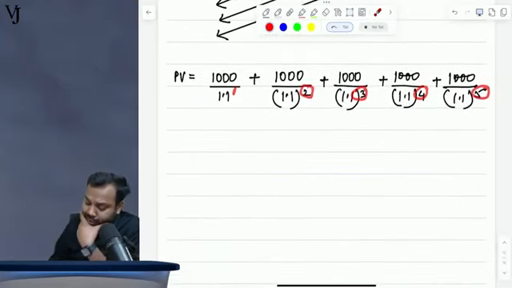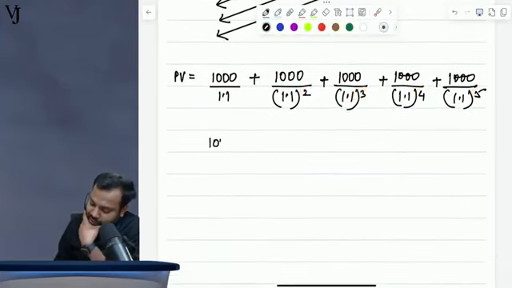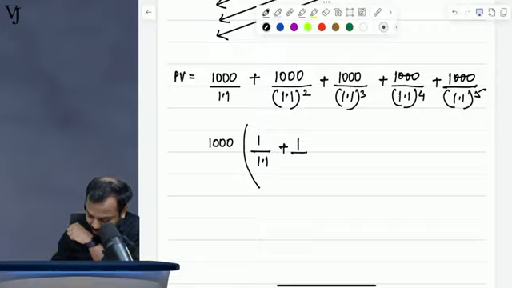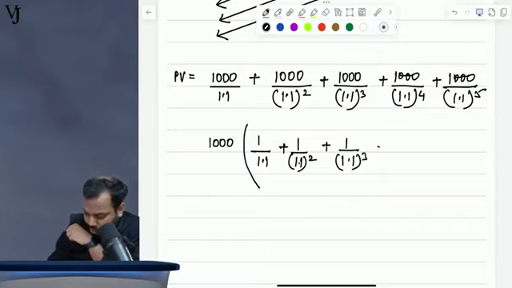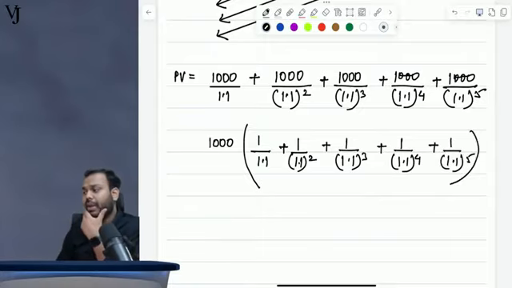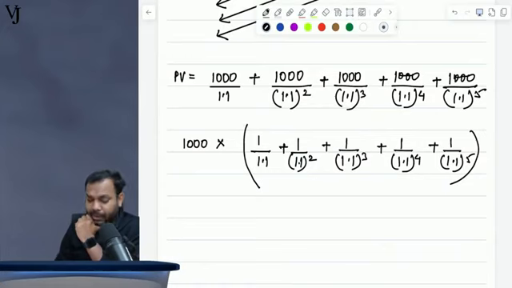Right? Now I will take 1000 as common, and can I write it this way? 1 divided by 1.1 plus 1 divided by 1.1 squared plus 1 divided by 1.1 cubed plus 1 divided by 1.1 to the power 4 plus 1 divided by 1.1 to the power 5. Can I do it this way? 1000 multiplied by.